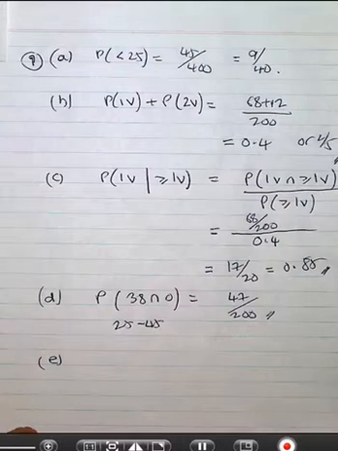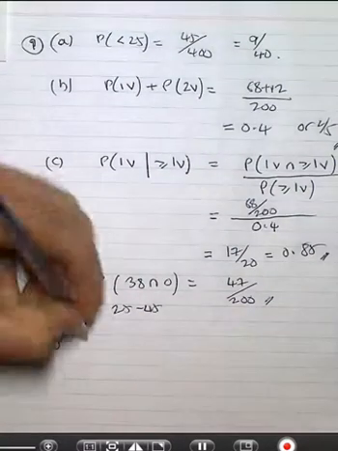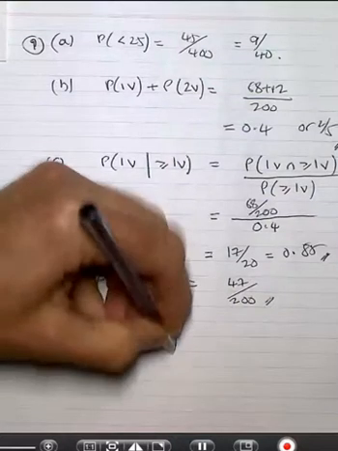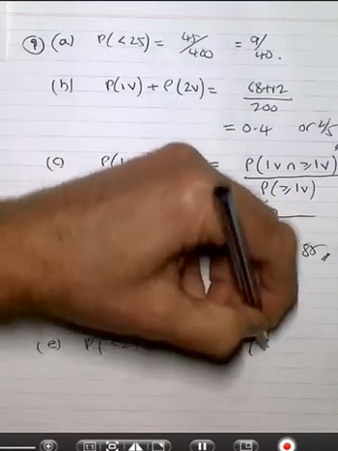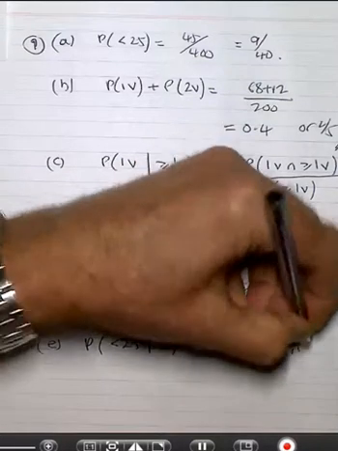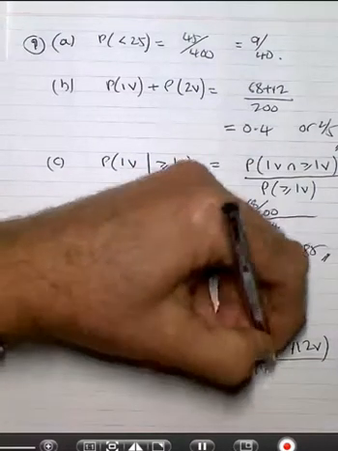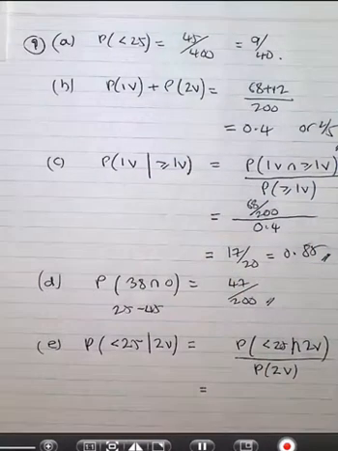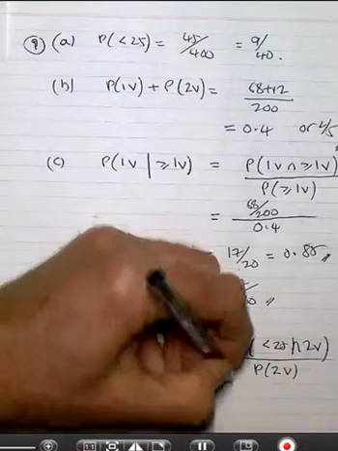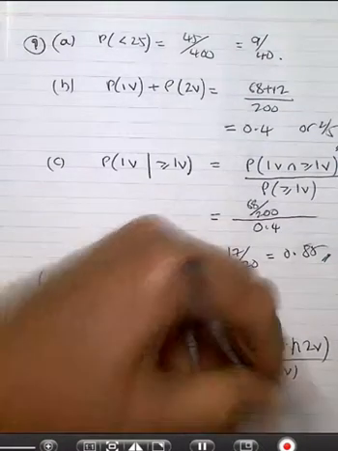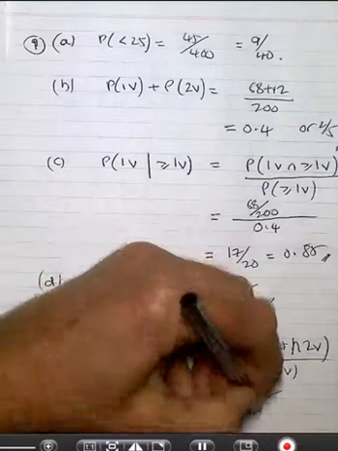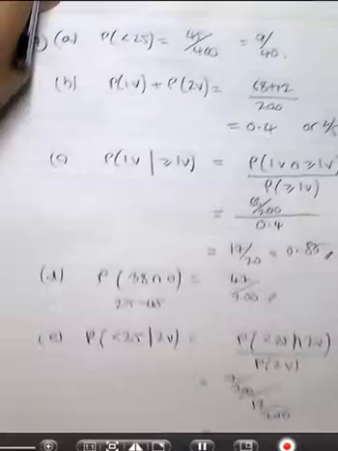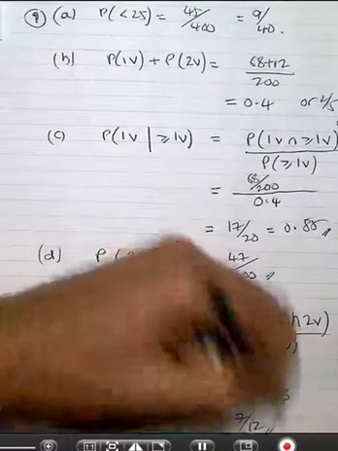Now moving on to E, we've got the probability that someone is under 25 given they've had two violations. So probability under 25 and two violations divided by probability of the two violations. So working that one through, we've got 7 over 200, and that's divided by the 12 over 200, cancelling down to 7/12 as my final answer.